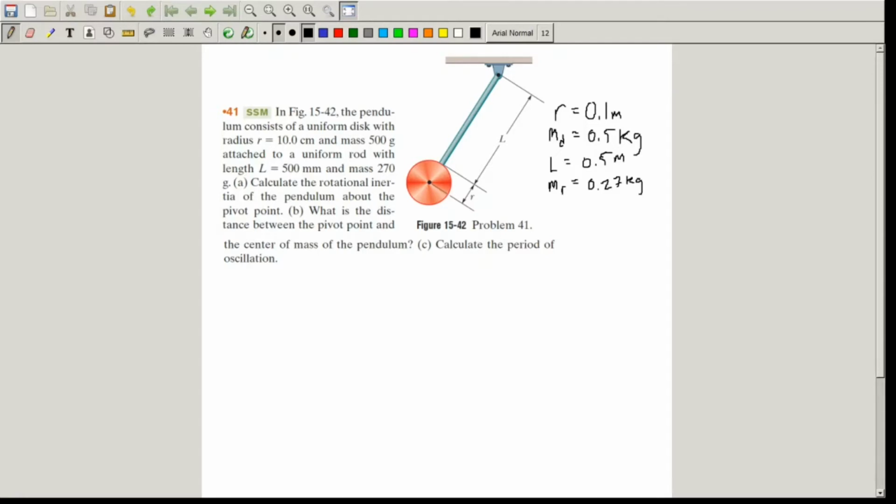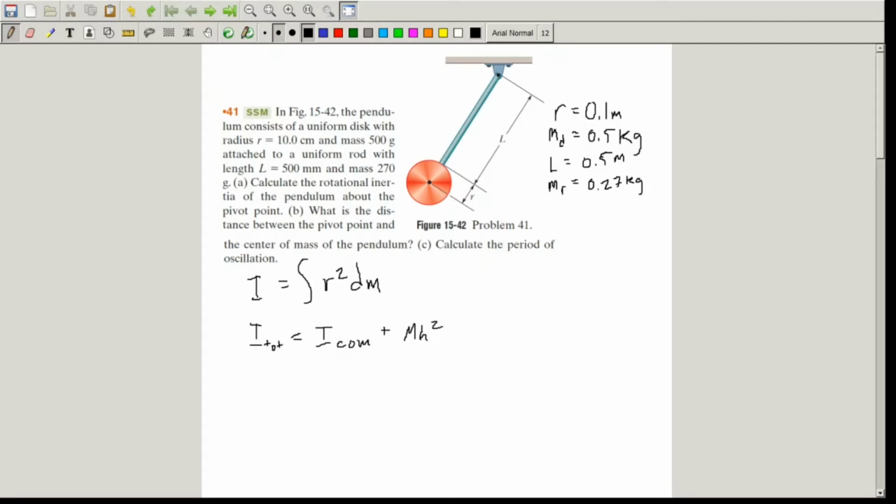Now for part A, they asked us to calculate the rotational inertia of the pendulum, and we're going to have to do that in two parts here. We're going to do first the rod, and then we're going to do the disk. And we're going to be using the integral definition, integral of r squared dm is equal to I. And we're going to be using also the parallel axis theorem: I total equals I center of mass plus mh squared, where h is the distance from the center of mass to the pivot point.